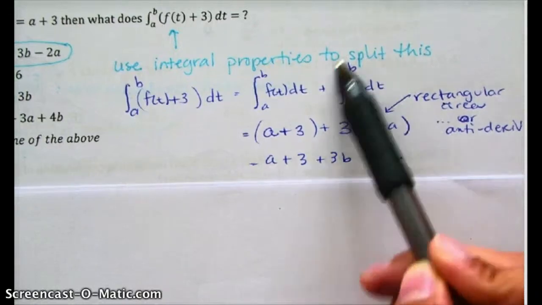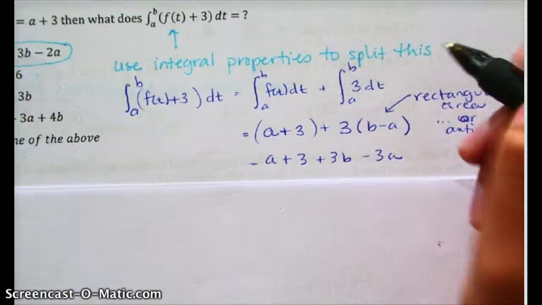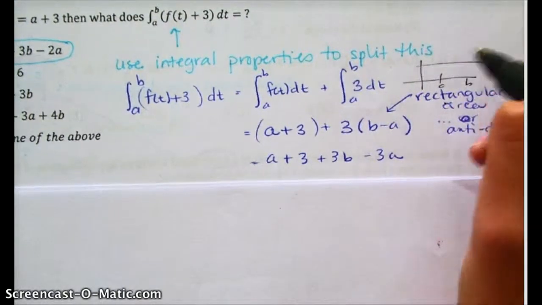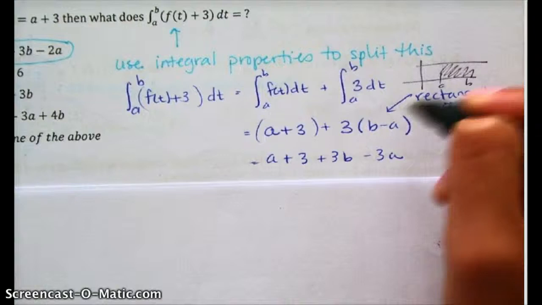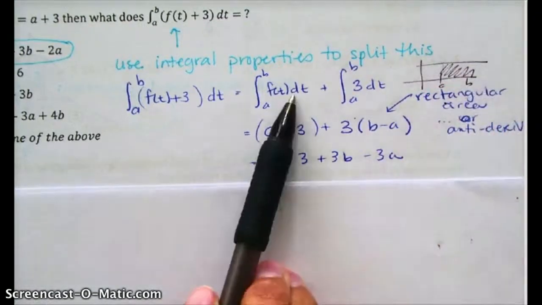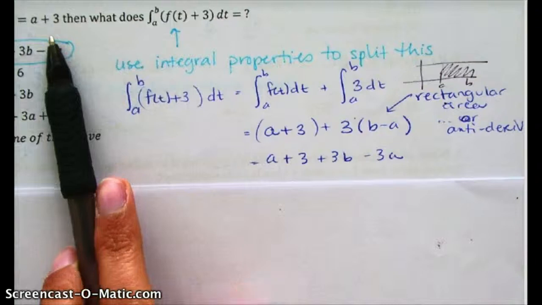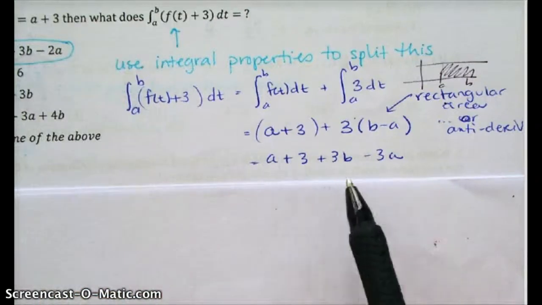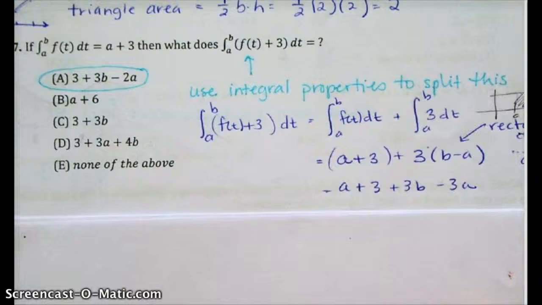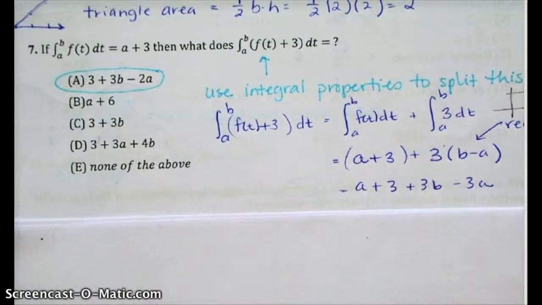Or I prefer to think of this like a rectangular area. Imagine your graph here, you're going from a to b, and then you've got a line 3 high. That area is going to be 3 times b minus a, which is the width. And then, of course, the first integral they just tell you is a plus 3, and then it's just baby algebra, combining like terms. That's why it was a. I'll put another one like this in Edpuzzle if you want to try it yourself.